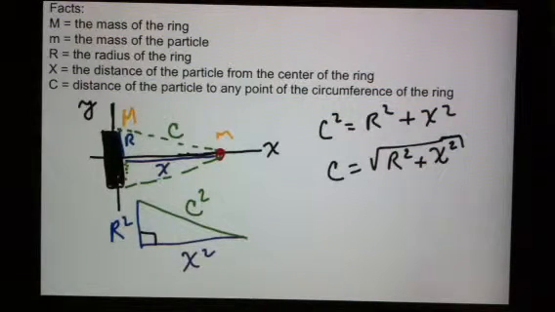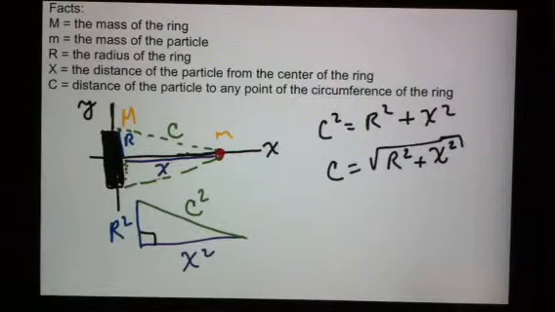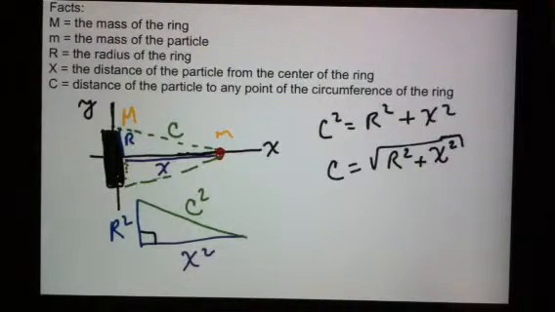In this problem, we're trying to figure out the gravitational force that a ring has over a particle that's standing directly in front of it, perpendicular to the ring's center. So the facts are, capital M represents the mass of the ring, lowercase m the mass of the particle, capital R the radius of the ring, X represents the distance of the particle from the center of the ring, C represents the distance of the particle to any point of the circumference of the ring.